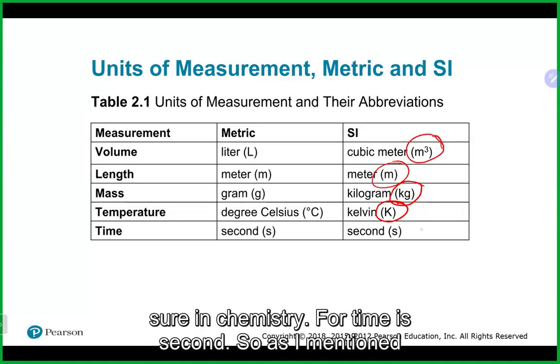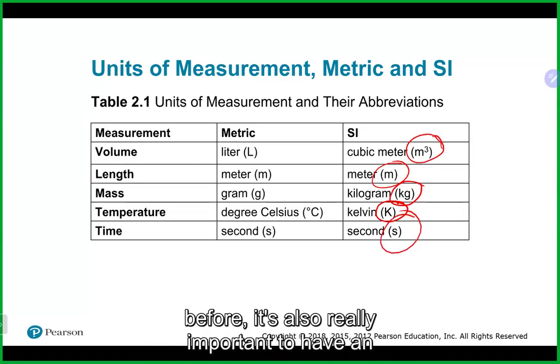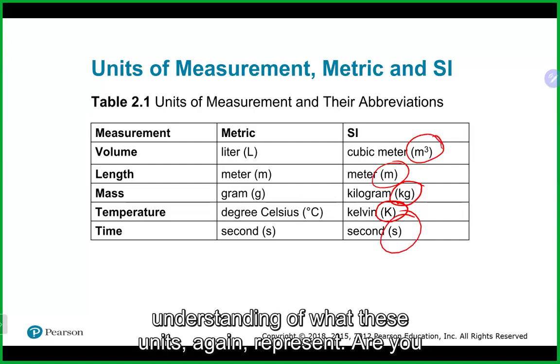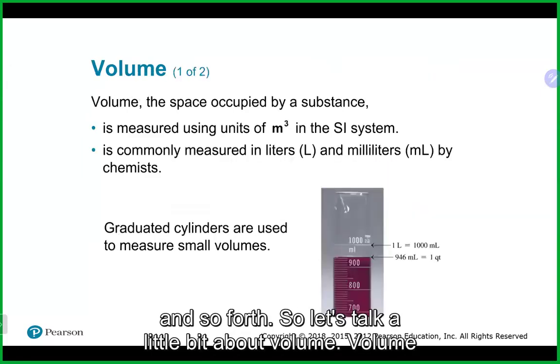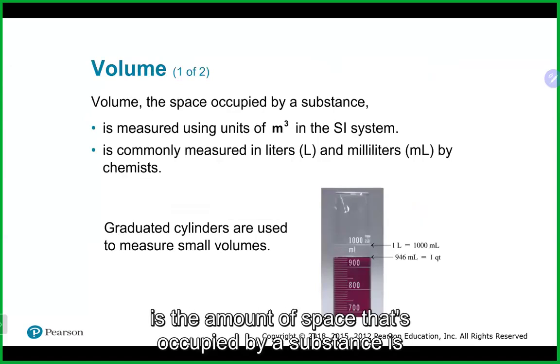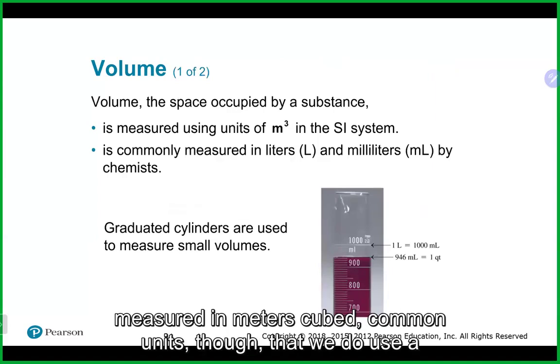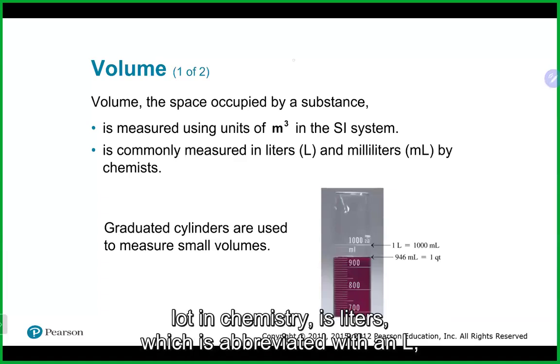For time, the unit is seconds. As I mentioned before, it's also really important to understand what these units represent. Are you talking about a mass, a volume, a temperature, and so forth? So let's talk a little bit about volume. Volume is the amount of space that's occupied by a substance. It's measured in meters cubed. A common unit that we use a lot in chemistry is liters, which is abbreviated with an L.